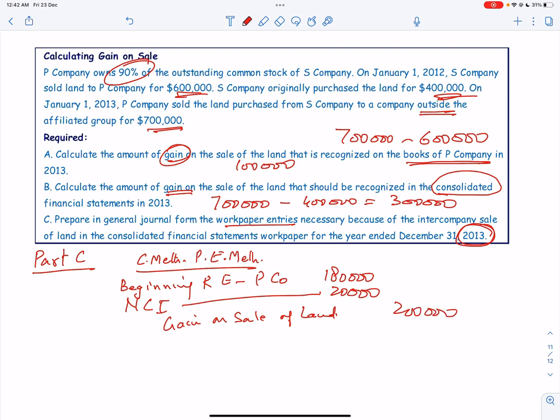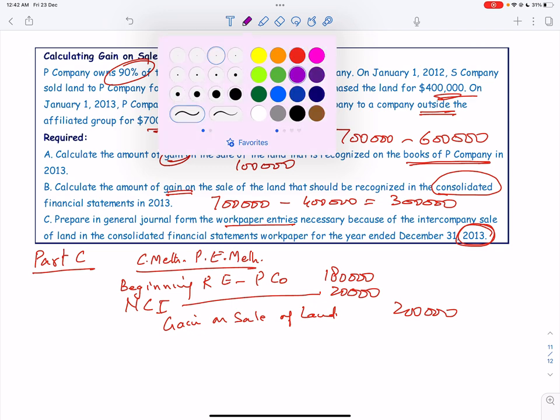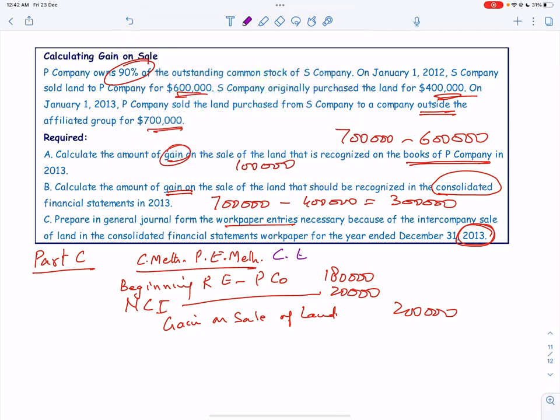Now if we are going to follow the complete equity method, then beginning retained earning will be substituted by investment in S company, and it will be the same 180,000. Non-controlling interest will be 20,000 and gain on sale of land will be 200,000.